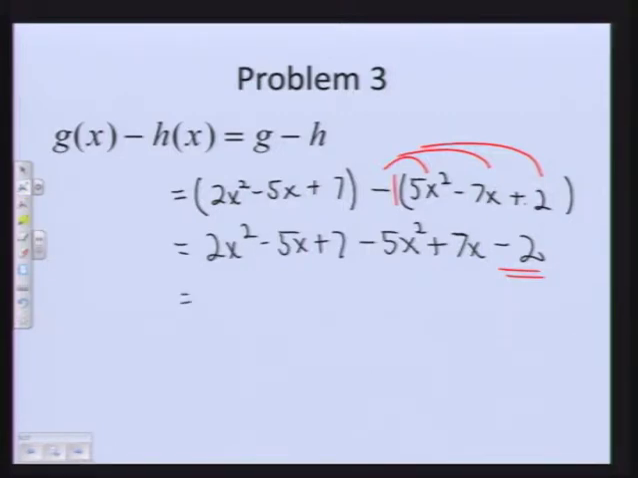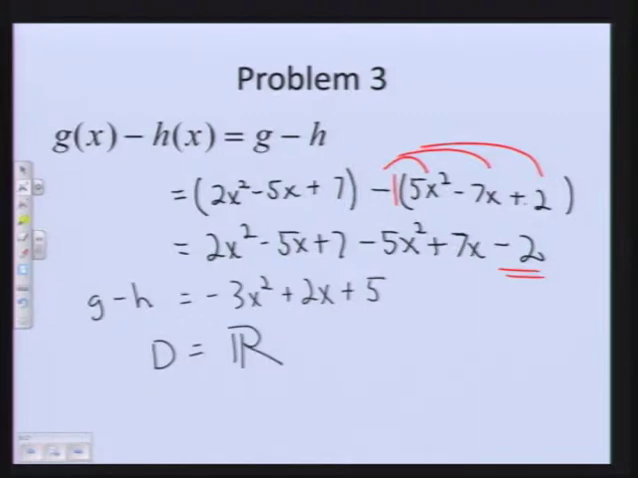Now we combine our like terms. 2x squared minus 5x squared gives us minus 3x squared. Negative 5x plus 7x gives us plus 2x. And plus 7 minus 2 gives us plus 5, if we write this in order. And this is g minus h. Here again, we have no domain restrictions here. So our domain for this function, again, is all real numbers.